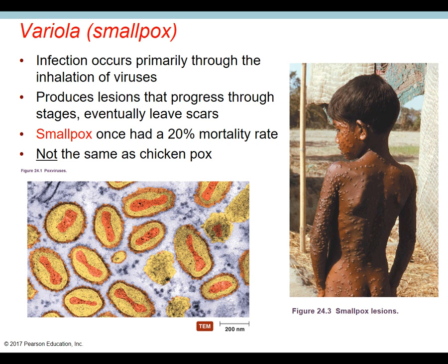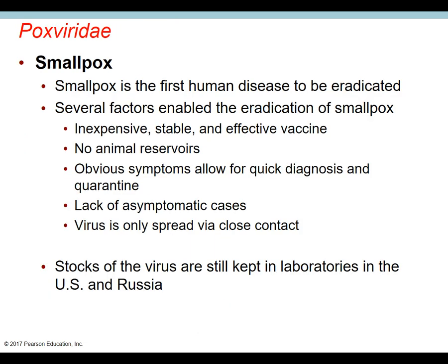And you can see here, infection comes through inhalation of the virus particles, and you have these skin lesions. The skin lesions are always there. There's never asymptomatic cases. At one time, smallpox had a 20% mortality rate, which is death. Now, smallpox is the first human disease that we believe is eradicated, means no longer in the world.